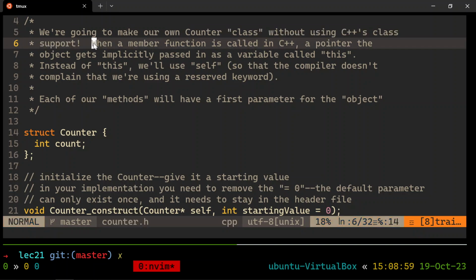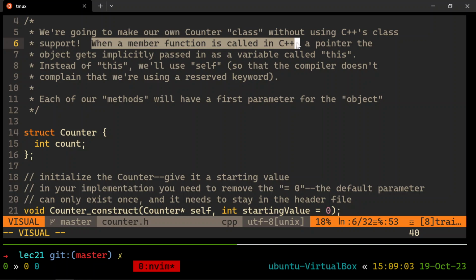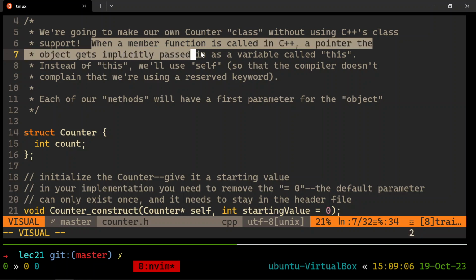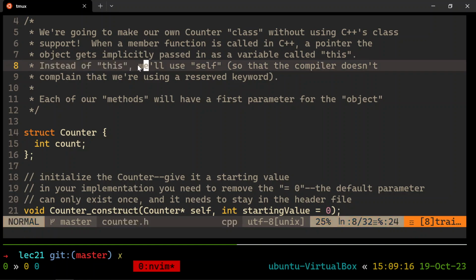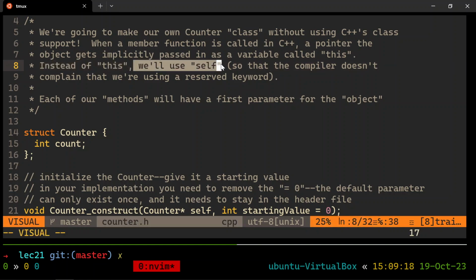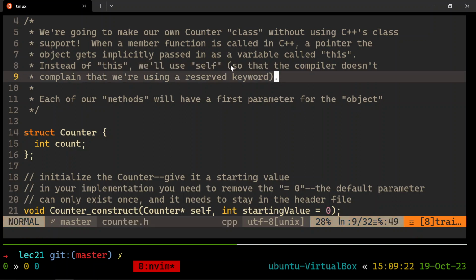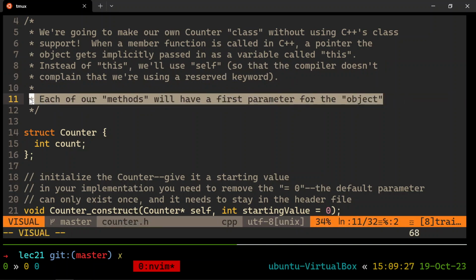All right? So secretly, do you remember when I said this? When a member function gets called in C++, secretly a pointer to the object is getting passed to you. It's called your this variable. Maybe you've been reading about that too. So instead of this, we can't reuse that name in C++ because it's a keyword. So we'll use the word self, which is actually what Python uses for this concept, so that's fine. So the compiler does not complain. So each of our methods will take a secret first parameter, which is a pointer to our counter object.